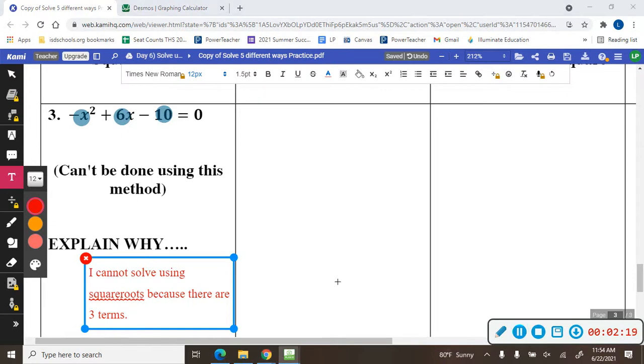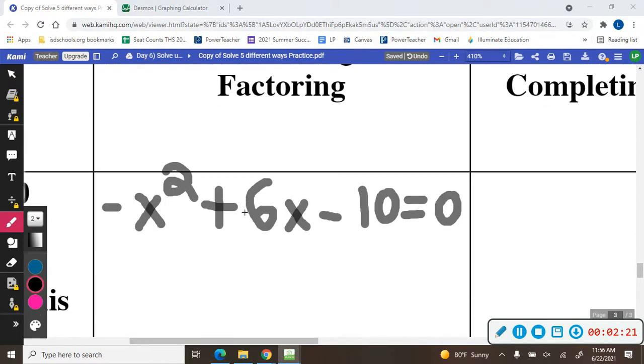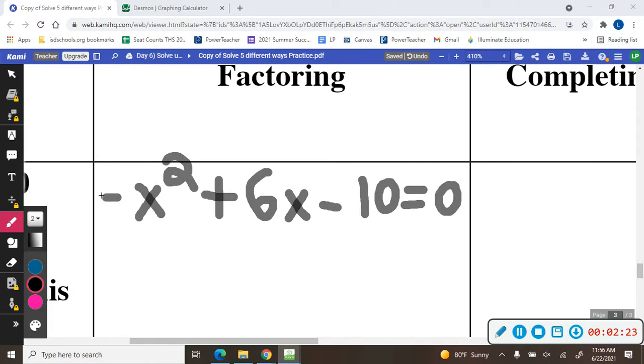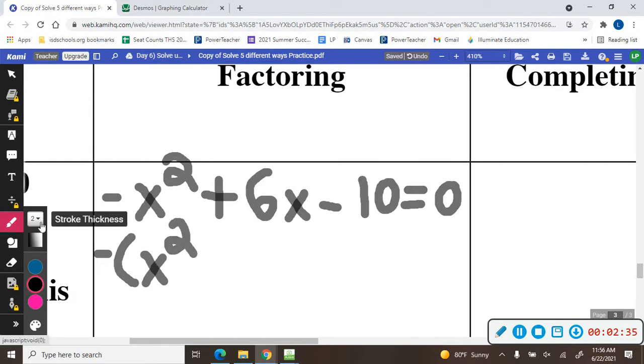Now I'm going to try to solve by factoring. And remember, anytime there's a negative sign out front, you want to factor that out. So you're going to factor out a negative, and that changes all the signs inside. So that changes that to an x squared. That changes that from a positive to a negative 6x. And that changes that from a negative to a plus 10.